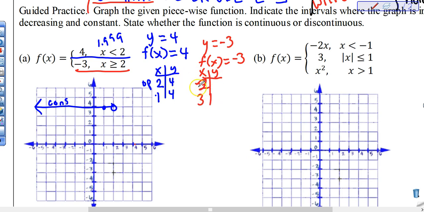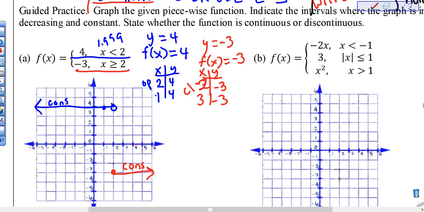Will I include 2 as a point in my domain for the second function? Yes. So I'm going to put a CL there to remind me to close it. And y in this case is equal to -3 all the time. So I'm going to graph those. So 2, -3, and I'm going to close it. And that doesn't make the function not a function, right? I'm allowed to have that, even though they're stacked vertically, because one's open, one's closed. And then that graph goes like that. This is also constant.